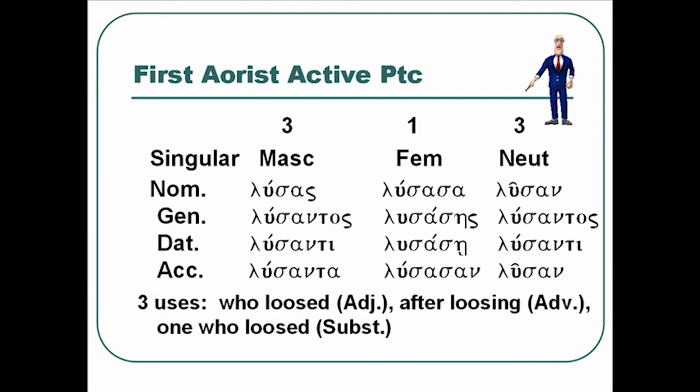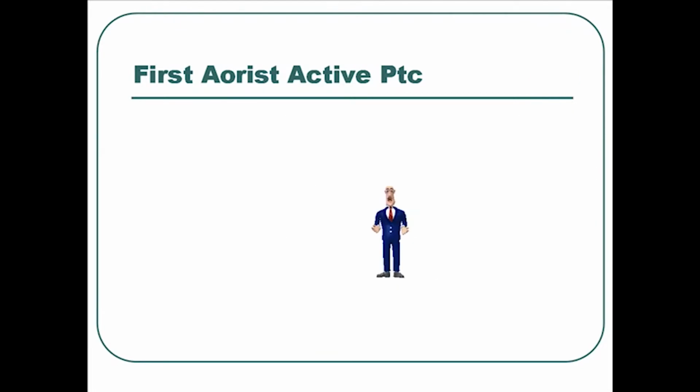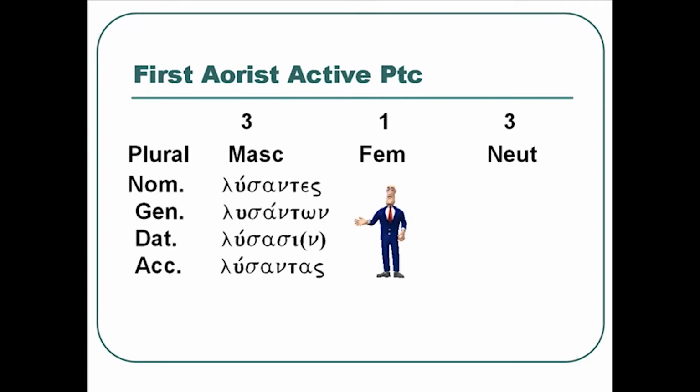The three usages, we've got the adjectival use, who loosed. The adverbial use, temporally, after loosing, antecedent action, and substantival, the one who loosed. And now for the first aorist active participle plurals. The masculine forms are lusantes, lusanton, lusasi, and lusantas. Exact endings that we'd come to expect. The only difference is we've got a sa stuck in and the dropping of the augment.